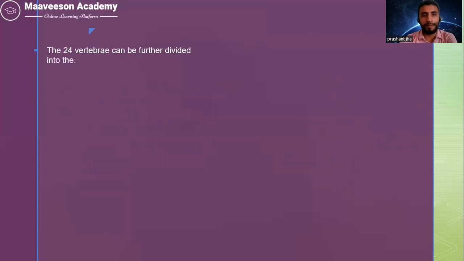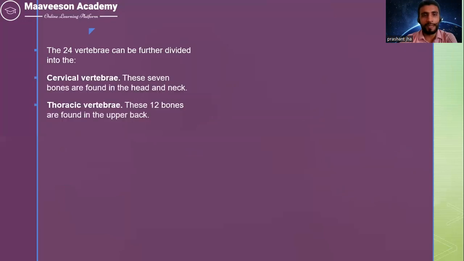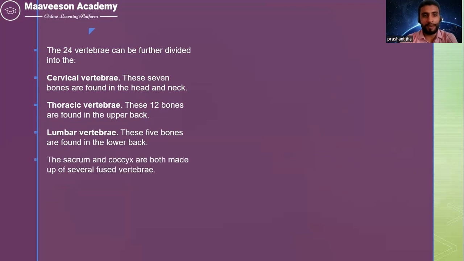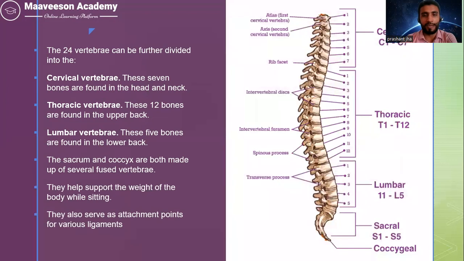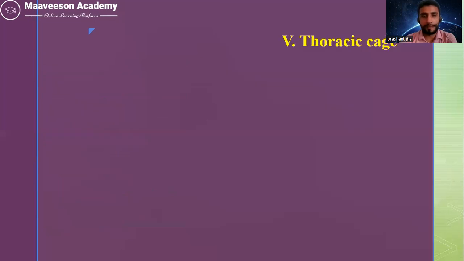The 24 vertebrae can be further divided into the cervical vertebrae, these 7 bones found in the head and neck, 12 thoracic vertebrae found in the upper back, and 5 lumbar vertebrae found in the lower back. The sacrum and coccyx are both made up of several fused vertebrae. They help to support the weight of the body while sitting. They also serve as attachment points for various ligaments in the body. As you can see in this image, the distribution of the vertebrae from cervical to coccyx.